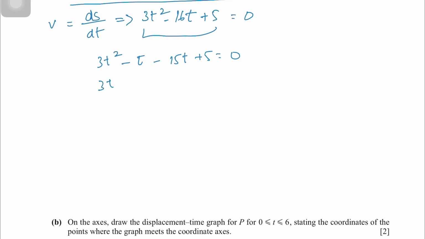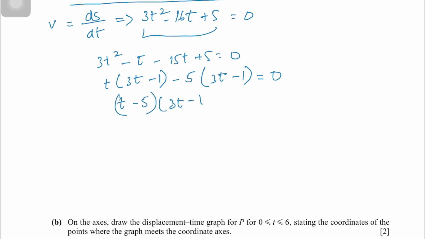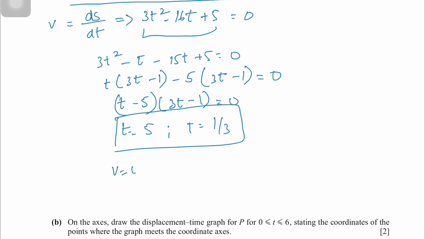So this would be 3. We can take t as common. So this would be 3t minus 1. We can take negative 5 as common. So this would be 3t minus 1 equals to 0. So we have t minus 5 and 3t minus 1 is equals to 0. So we have t as 5 and t as 1 over 3. So velocity is 0 when t is equals to 5. Velocity is equals to 0 when t is equals to 1 over 3.